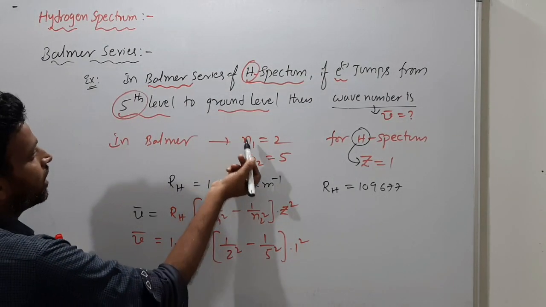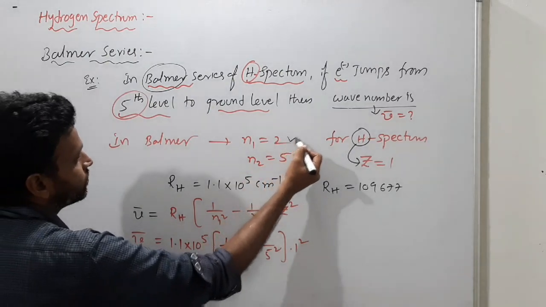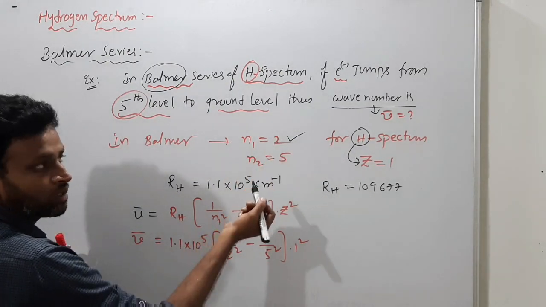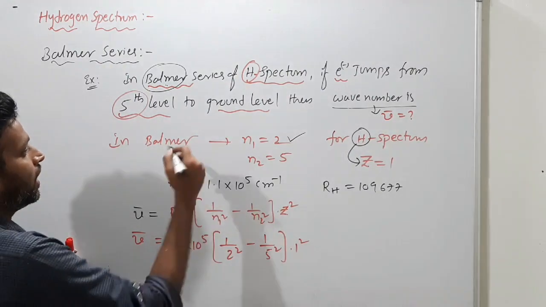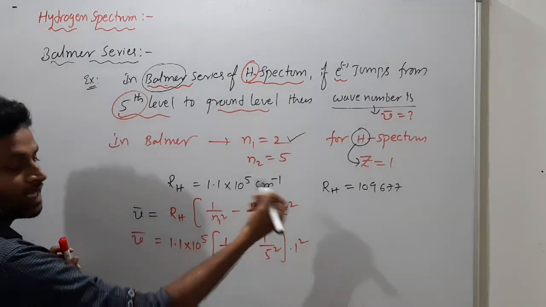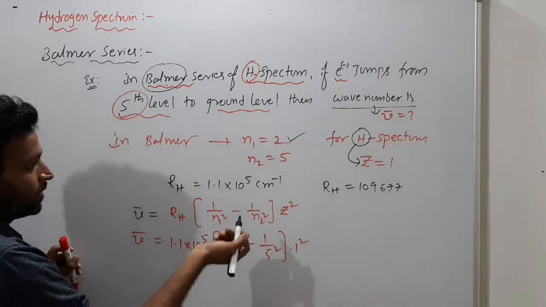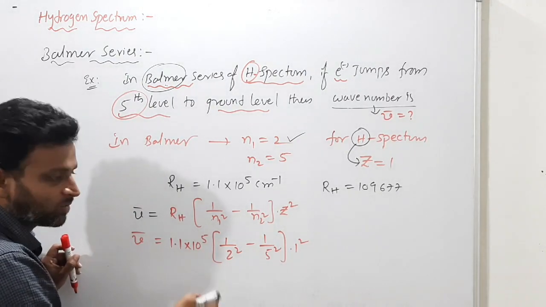In the Balmer series, n1 is 2. How did I come to know n1 is 2? Balmer series. And how did I come to know the n2 value? n1 is the lower energy level, n2 is the higher energy level. If you confuse them, the answer will come out negative, but wave number won't come in negative.